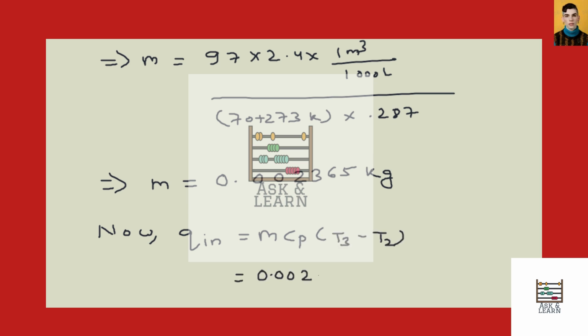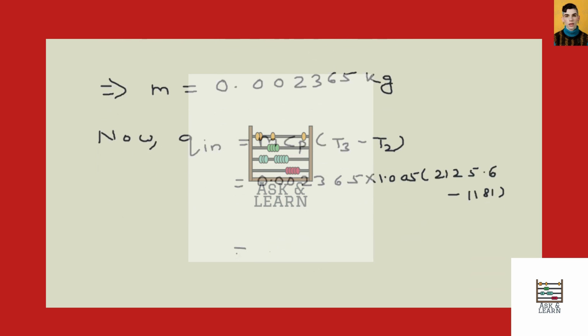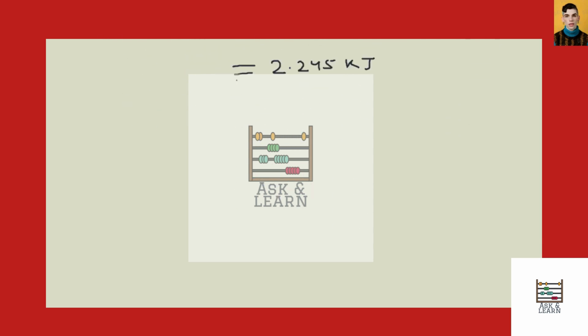Now Q in is equal to M CP (T3 minus T2). So put the value of M here, CP here as well as T3 minus T2 here. On calculating we will get Q in as 2.245 kilojoule.